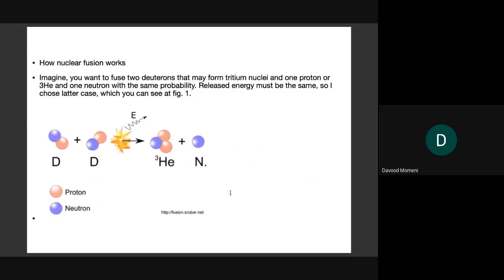How does nuclear fusion work? So imagine you want to make a fusion reaction with two deuterons. Do you know what deuterons are? Anybody know what is the deuteron?